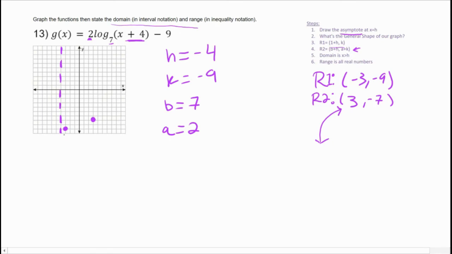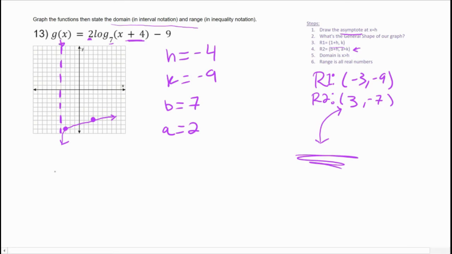And now I am going to graph my log going through those points. We have our vertical asymptote, my 2 reference points, and my general shape here looks good. It should go through those 2 points, and it has a look in general like what I have over here. So there's my graph.